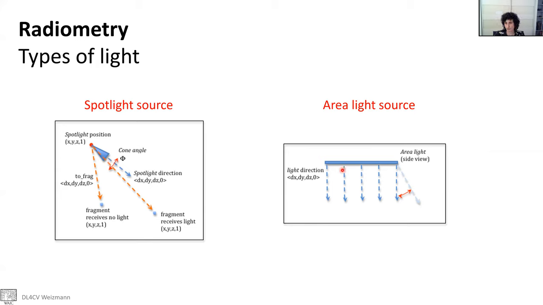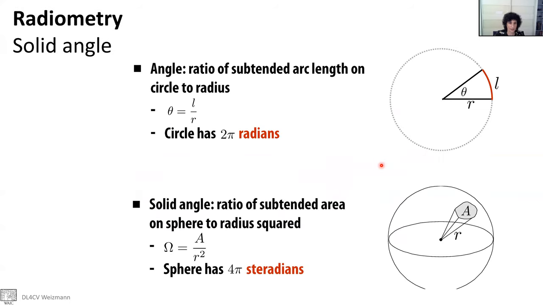And when you think about a fluorescent light that comes from the upper part of the room, you can think about an area light source, like this. These are the kinds of light that we can think of, and there are others. Any questions so far? Okay.